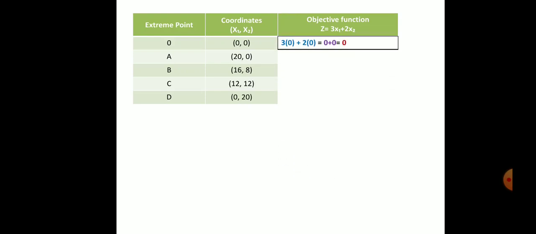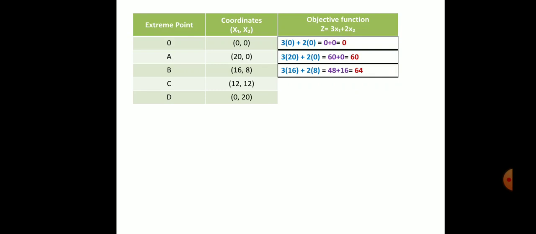In the first one, the value of x1 is 0 and x2 also is 0. So 3 into 0 plus 2 into 0 is equal to 0. Next we have x1 is 20, x2 is 0. So 3 into 20. I have used the formula z equal to 3x1 plus 2x2. The values of x1 and x2 I am taking from these coordinates. So 3 into 20 is 60 plus 2 into 0 is 0. So it's equal to 60.